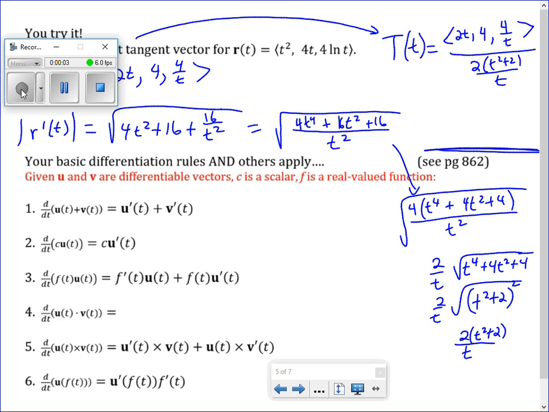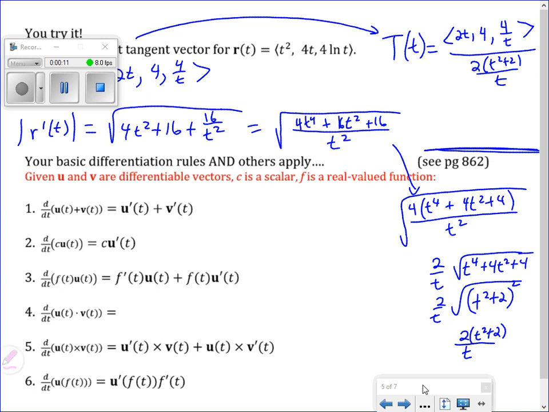All right, so this next part we have a bunch of rules here, and I've typed in a lot of the rules. I left number 4 blank, but just to look at a few of the rules first. This first one right here is just telling you the derivative of something added. You just do the derivative of each part added. So, I mean, you already know that kind of stuff.